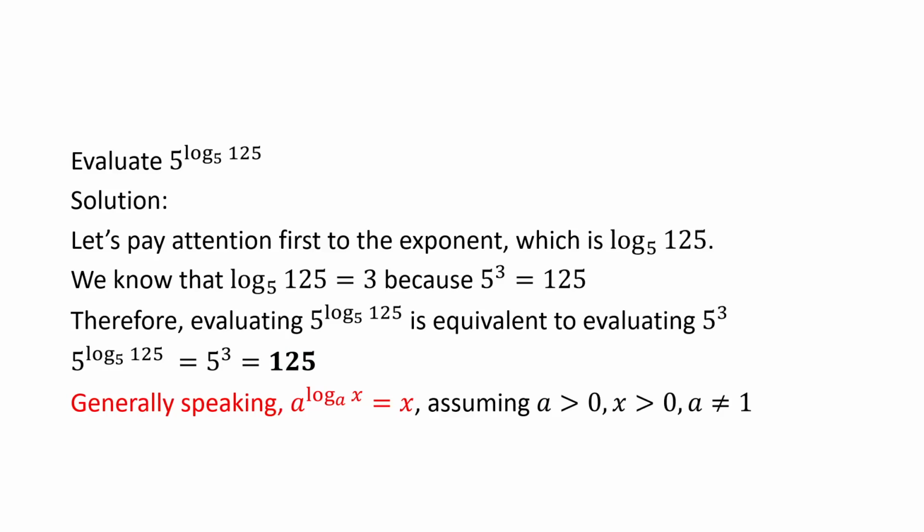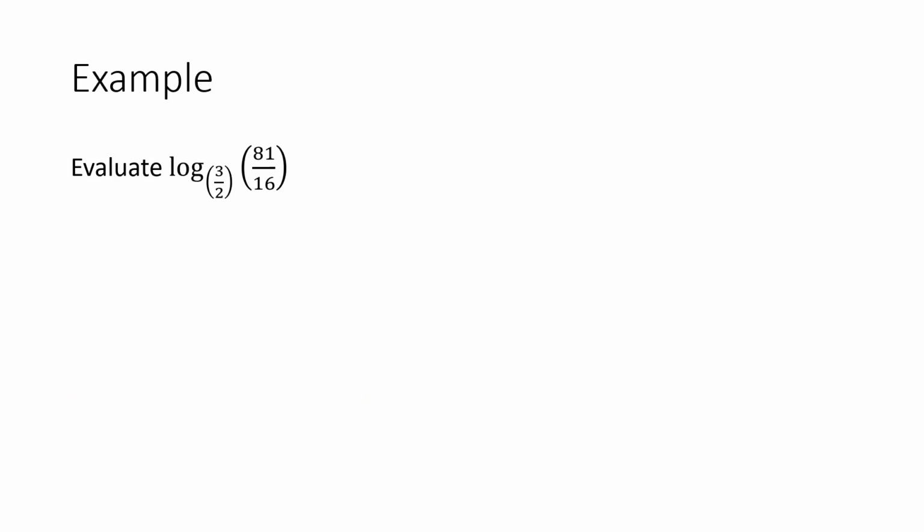Okay, so we can write that out in red. A to the log base a of x will equal x, assuming, of course, as said earlier, a is greater than 0 and x is greater than 0. We said a few slides ago the argument has to be greater than 0, and a can't equal 1.